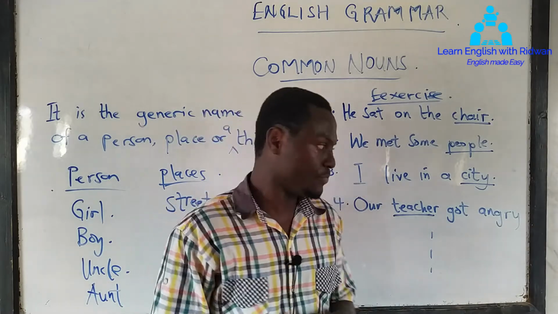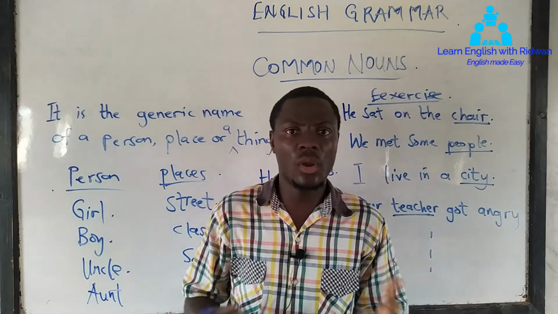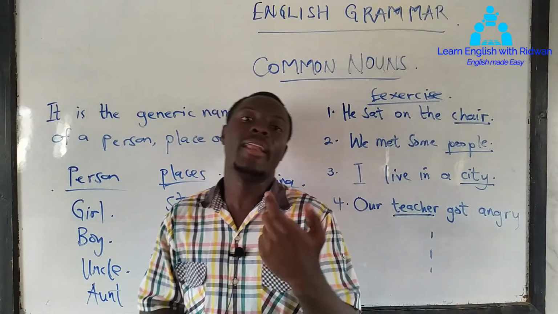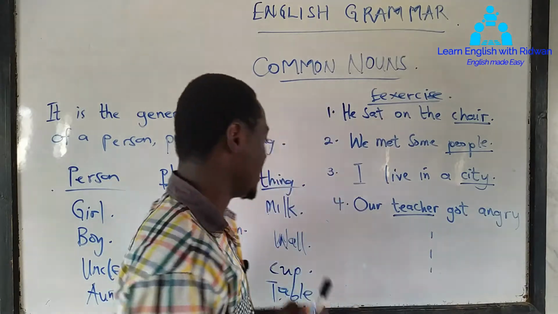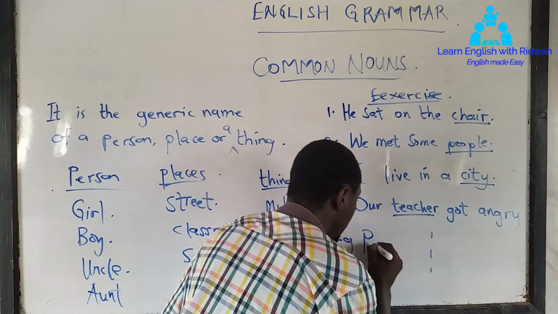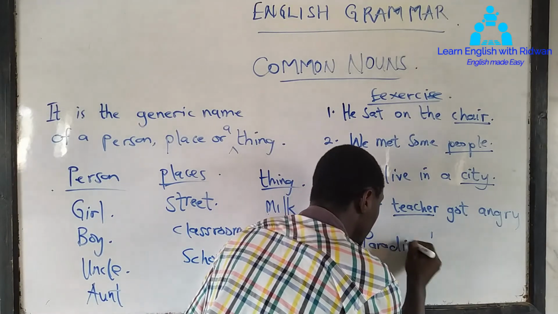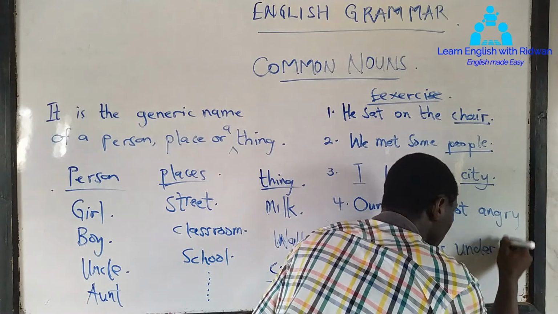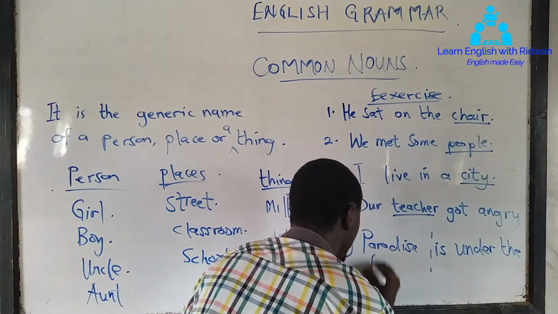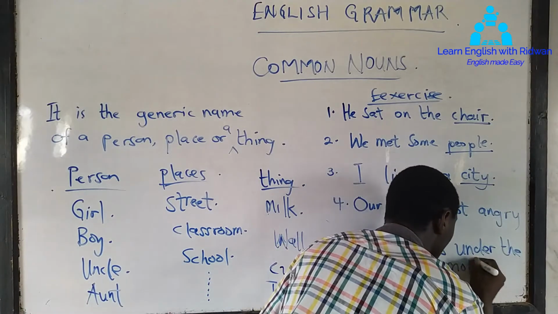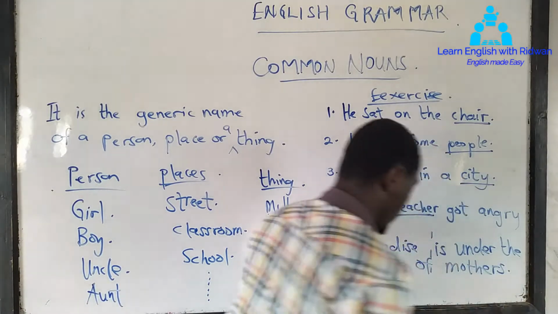مثلا نقول كما ورد في الحديث: الجنة تحت أقدام الأمهات. Paradise is under the feet of mothers. مثلا example: Paradise is under the feet of mothers.